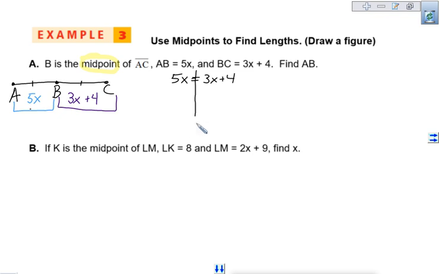And then what would we do? We would subtract 3x from both sides. So we have 2x equals 4. And what would happen next? We would divide both sides by 2. And x equals 2. Are we finished?